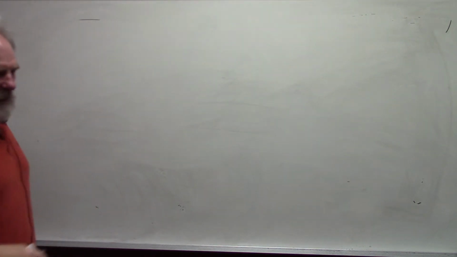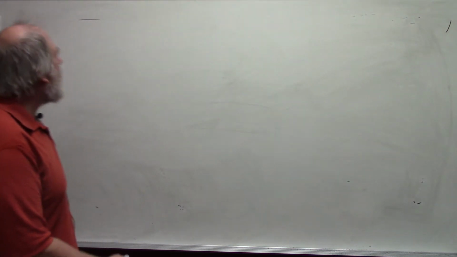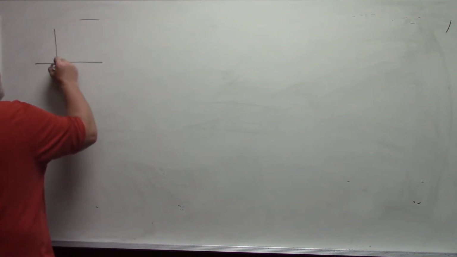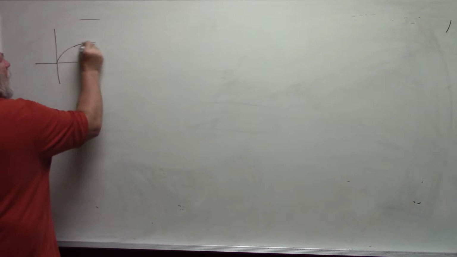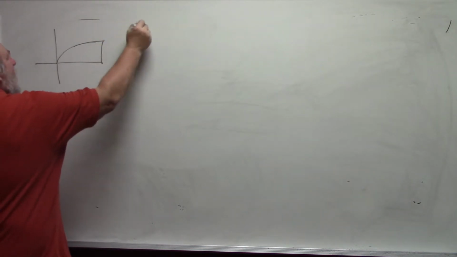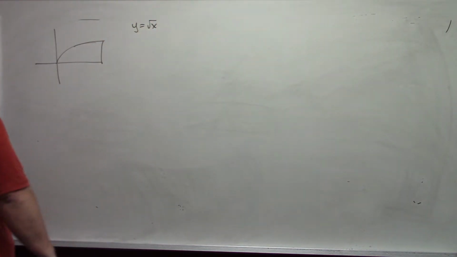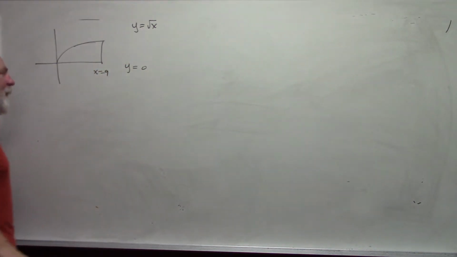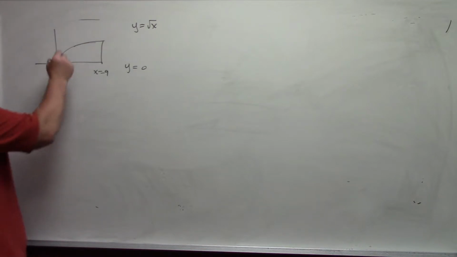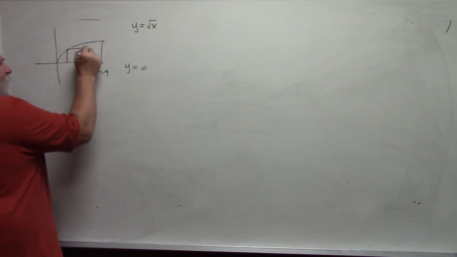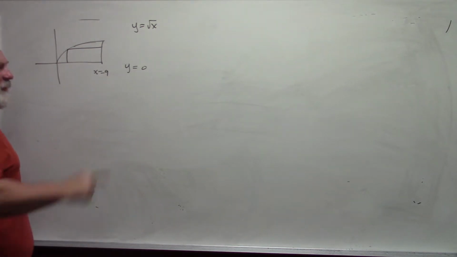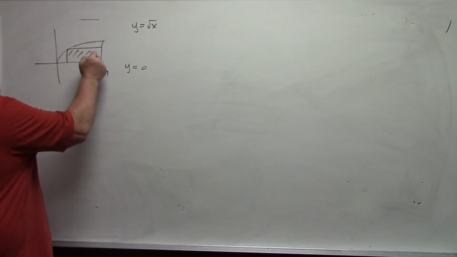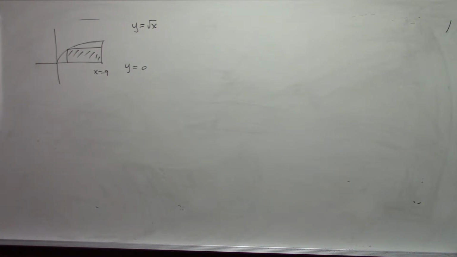This is problem number 9, I believe, number 8 in the worked out problems. We have the function y equals the square root of x, with y equals 0 and x equals 9, forming this area. I want the area of the largest possible rectangle using the x-axis as a base that can be put into this particular region.